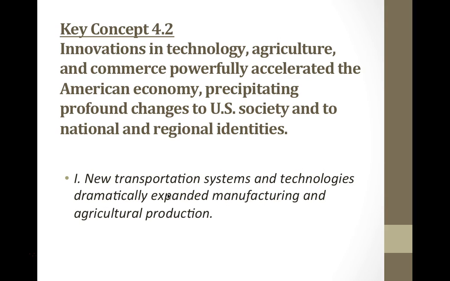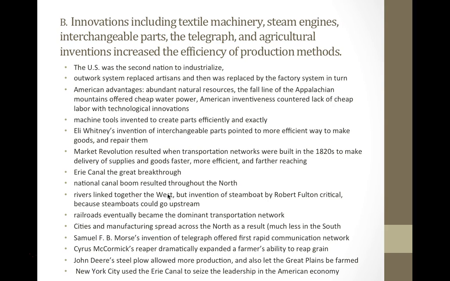New transportation systems and technologies are going to expand manufacturing and agriculture. So we're switching in Key Concept 4.2 from that intellectual, moral spread to now more of the economy and how the economy changes. All right. The U.S. is the second major nation to industrialize after Great Britain. We're going to see what's called the outwork system, which is going to replace artisans, and then sooner or later is going to be replaced by the factory system.